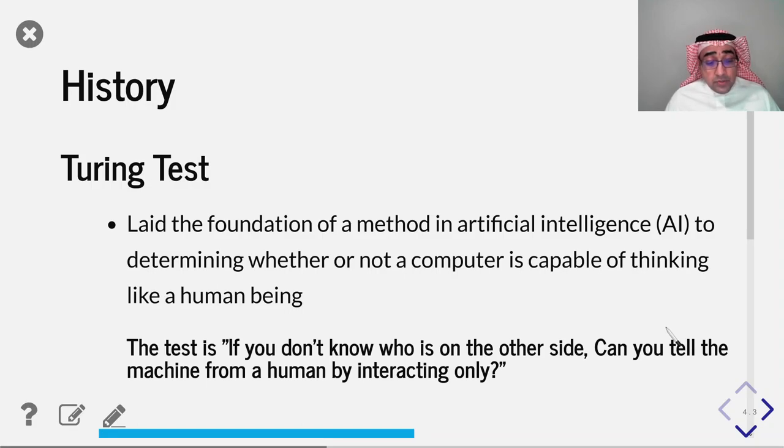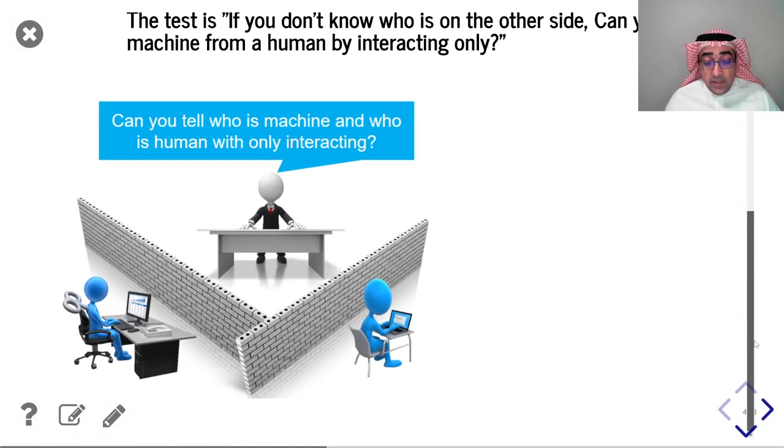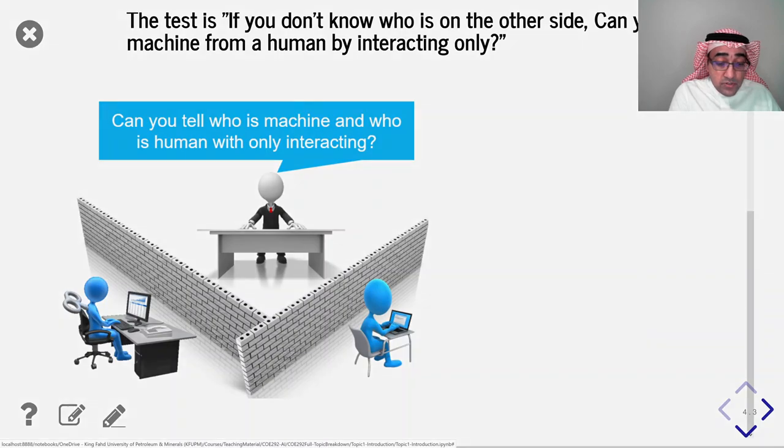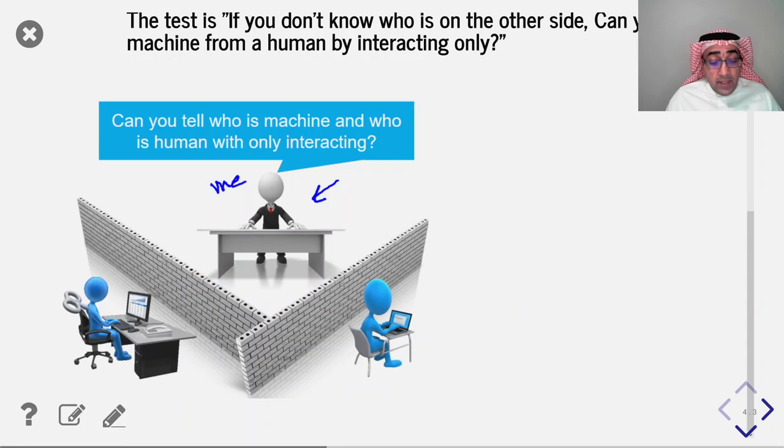So let's talk about the Turing test. What is the Turing test? The Turing test simply states that if you are sitting over here, so this is me, okay? So let me write "me" over here. So I am sitting over here, and I have a wall separating me and two different things. One is an actual human, who is chatting with me or performing the task, and this is a machine, represented by the key at the back, where we're turning the key so that it can actually operate.